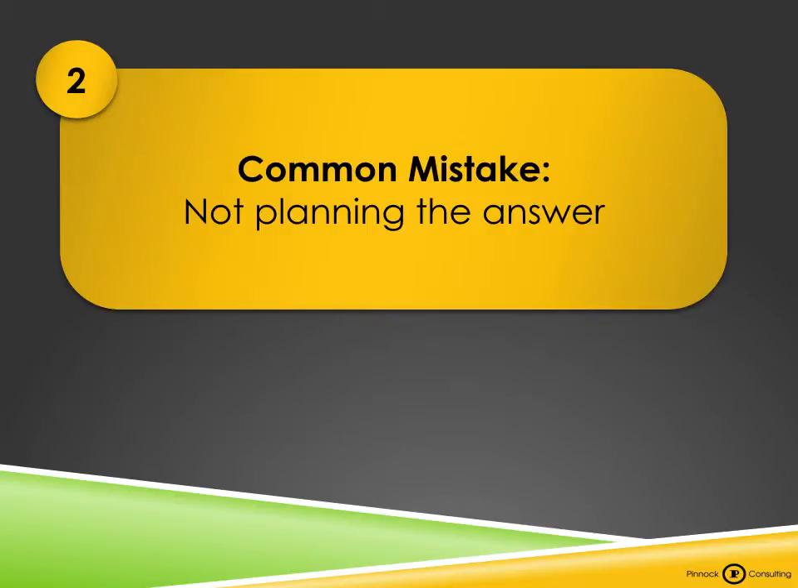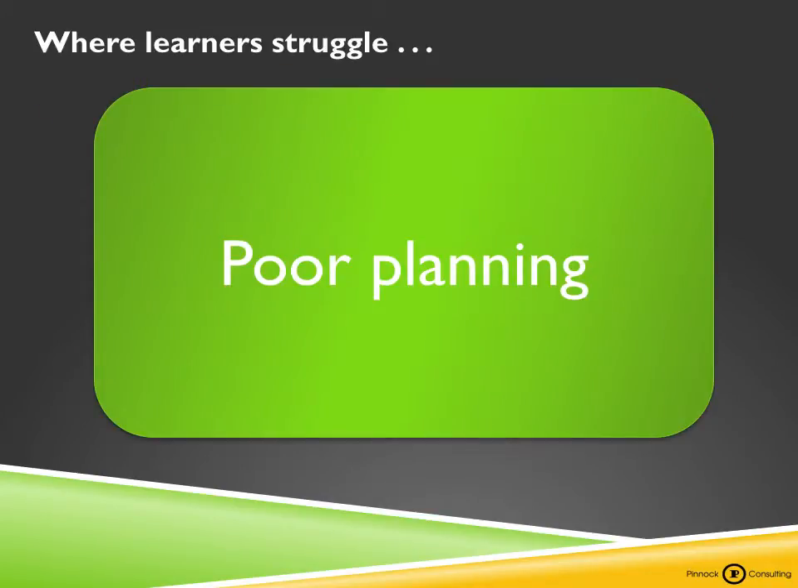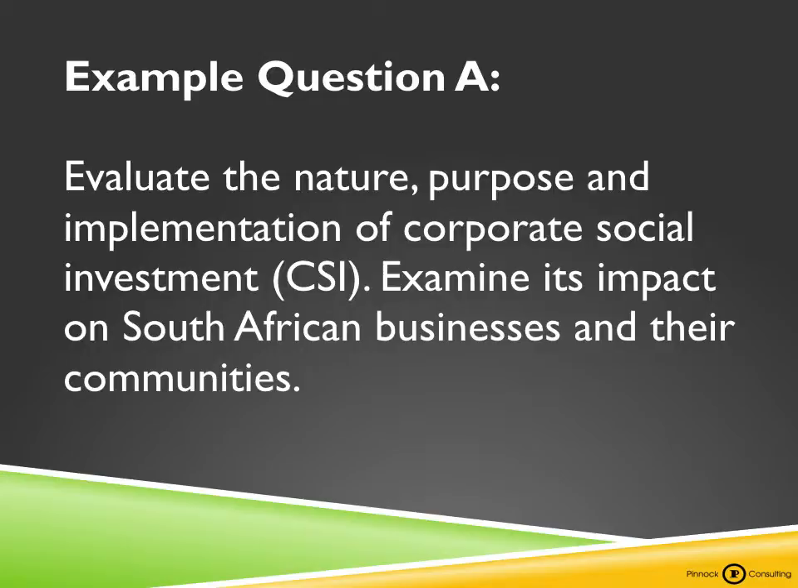Now, the second common mistake is learners not planning the answer. They often don't take time to plan their answers correctly before they actually write them down. We need to teach them to be able to do this. Here's an example. In this case, learners tended to focus more on the advantages and disadvantages, but the answers were not organized under the correct headings or subheadings.